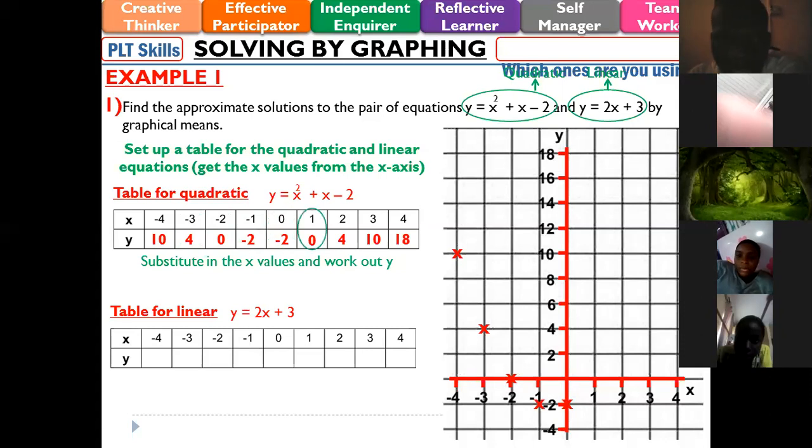Then when x is positive 1, y is 0. Once you do that, you have it on the graph as well. The next value is when x is 2, y is 4. So we have it on the graph too. You plot it.